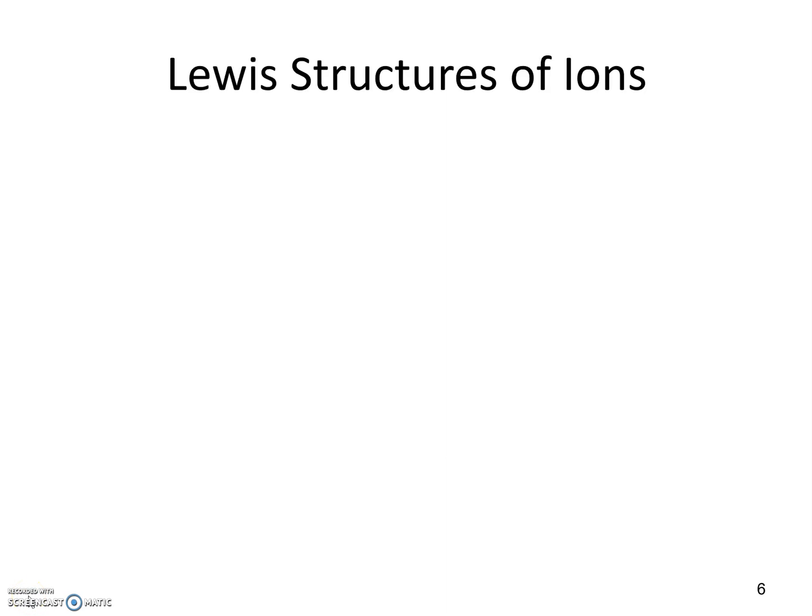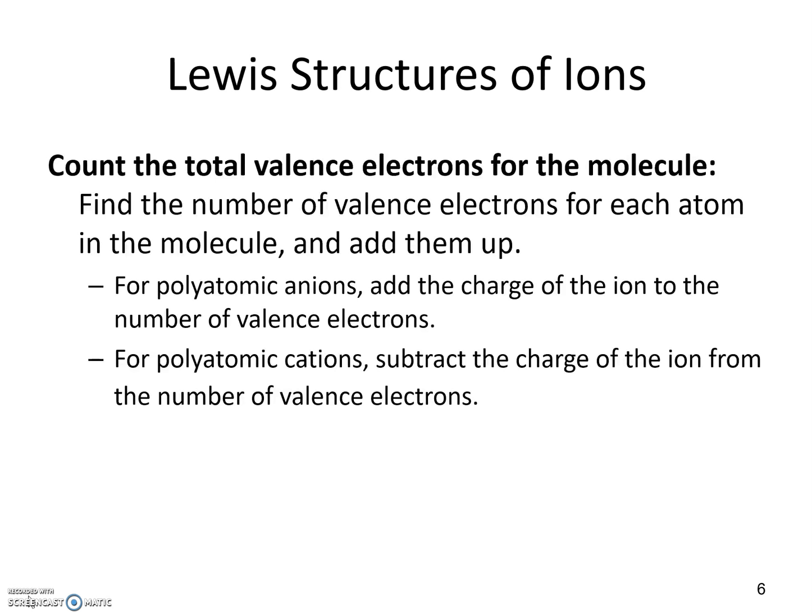So we're going to start by talking about Lewis structures of ions here. We follow pretty much the same steps drawing Lewis structures for ions. We count up the total of the valence electrons and then we arrange the atoms and we put in bonds, and so on, and we check the total.